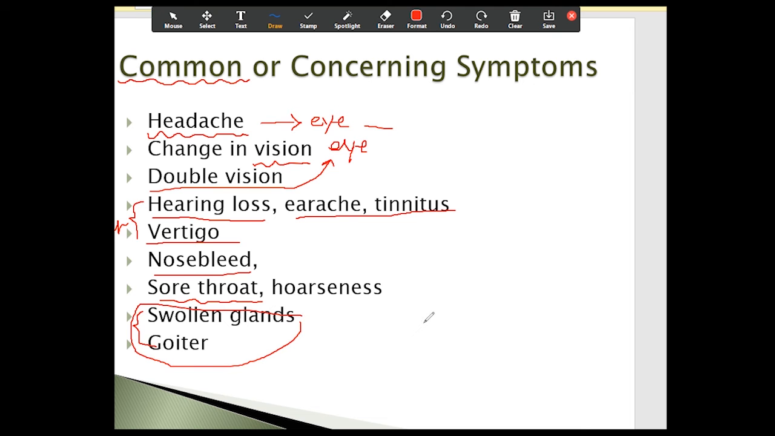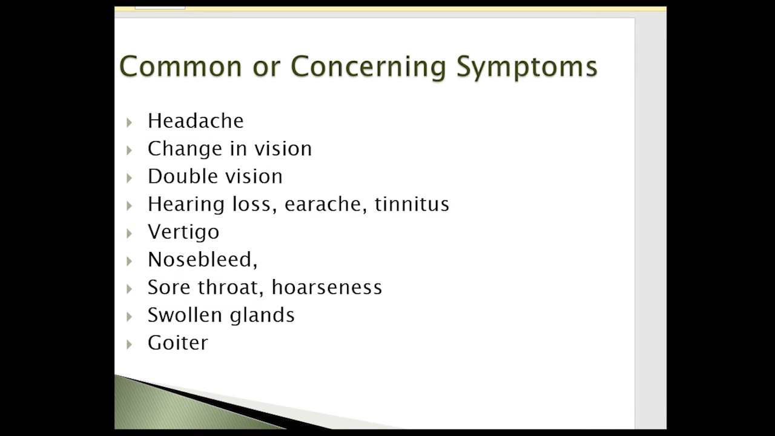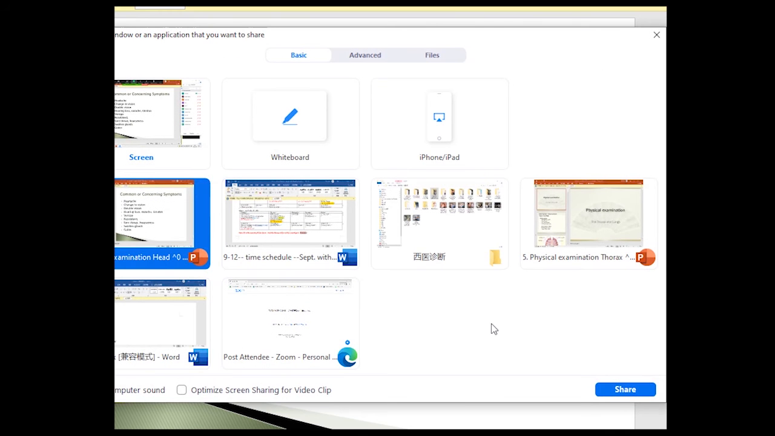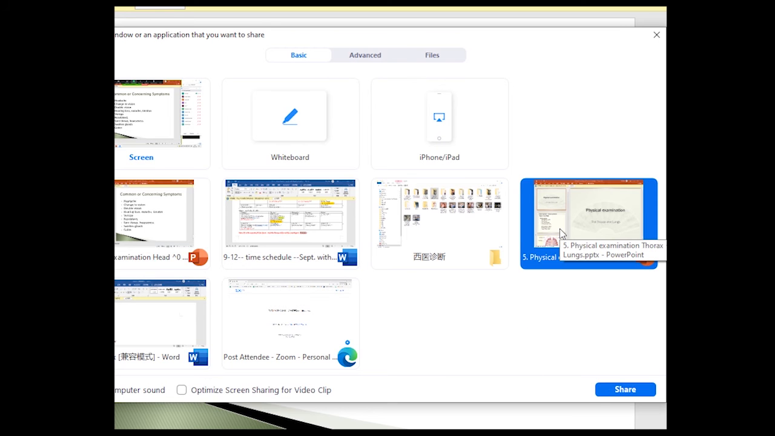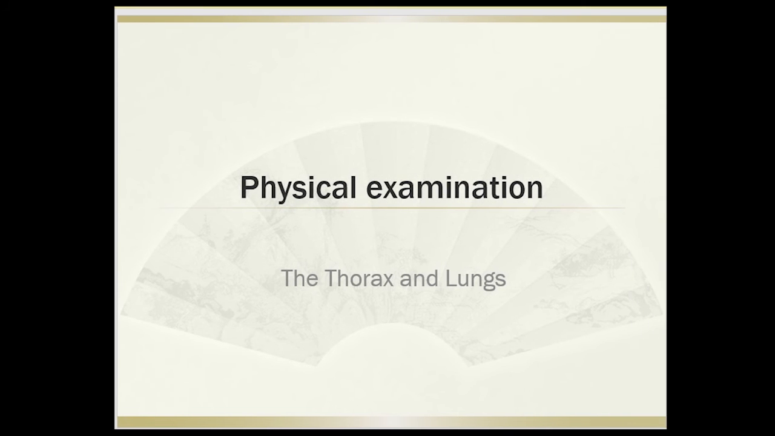So that's basically what came from last week. We talked about physical examinations of the head and neck. Any questions on this part? I think you should try to find some family members or friends and do some practice.